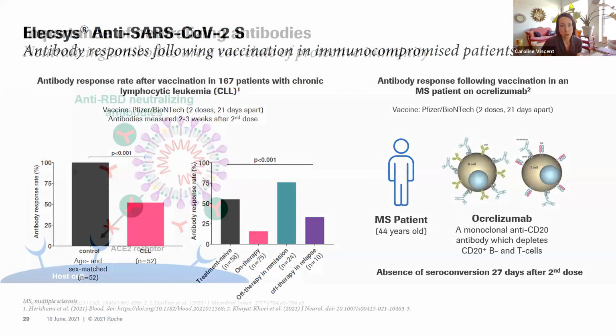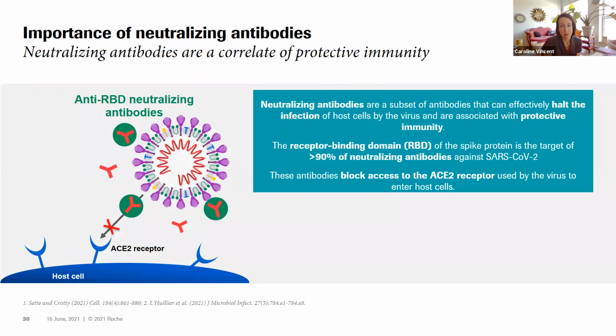I want to take a moment to talk a little bit about neutralizing antibodies. So these antibodies are a subset of antibodies that can effectively prevent the infection of host cells by the virus and are a key indicator of immune protection. So we know that more than 90% of antibodies against SARS-CoV-2 are directed against the receptor binding domain of the spike protein. So these antibodies are able to inhibit the attachment of the virus to host cells by blocking access to the ACE2 receptor, which is used by the virus to enter host cells.